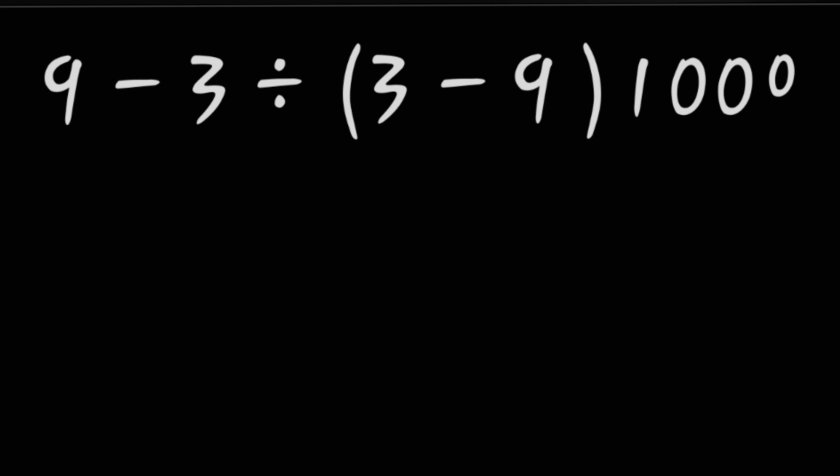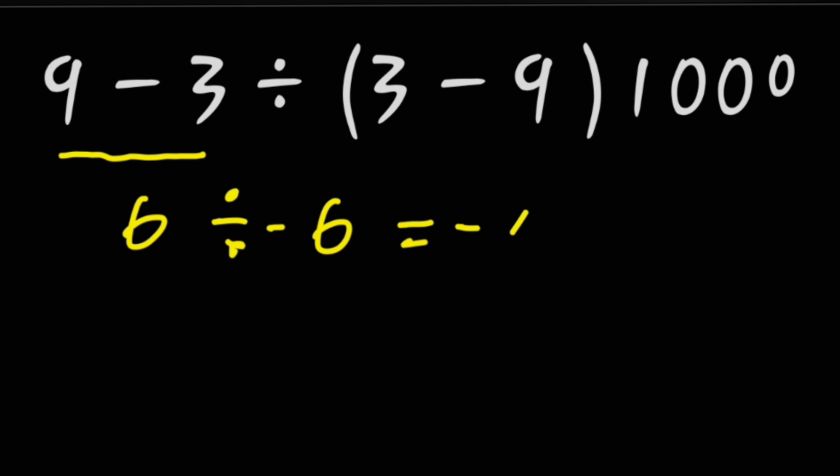Let's look at a common mistake first. Many people see the minus and divide and just go left to right. They might do 9 minus 3 is 6. Then 6 divided by negative 6 is negative 1. Finally, negative 1 times 100 to the 0 power. And since 100 to the 0 is 1, they get negative 1. This is the wrong answer.